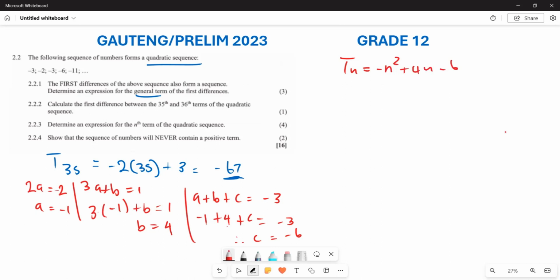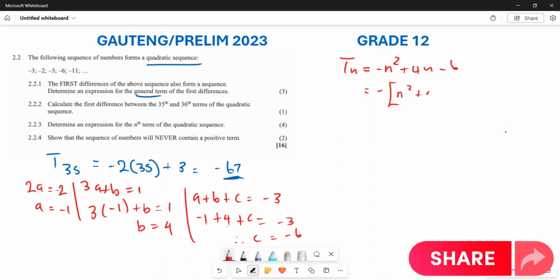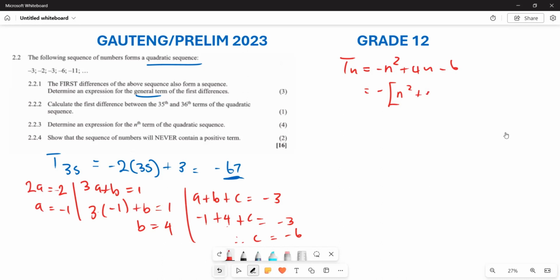So how can you determine that? You are going to start by completing the square, right? Now you are going to check what happens if you complete the square. When completing the square, when you take out the negative sign here, how can you rewrite this? This is going to be the same as n squared minus 4n.